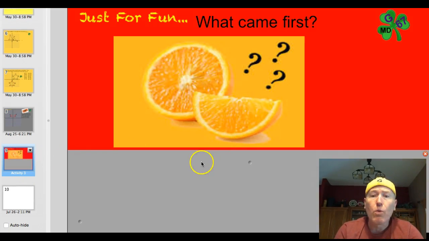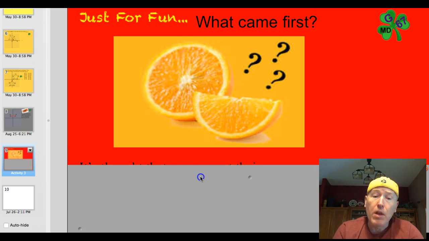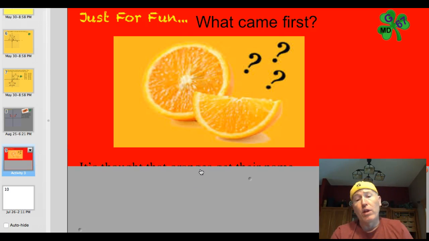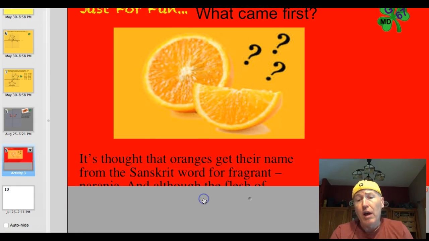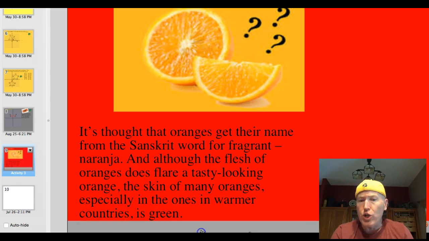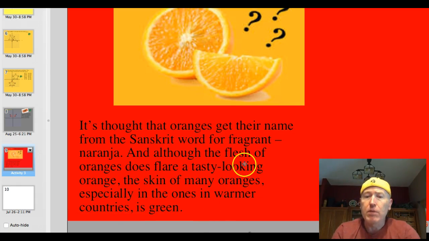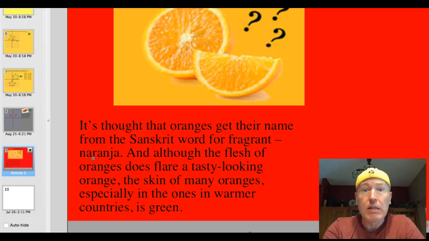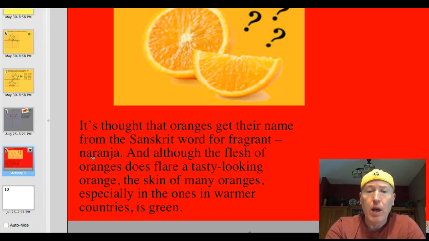Answer to a trivia question. What came first? Well, the fruit definitely came before the color, by about 300 years. They're not 100% sure of where the word orange came from, but they believe it came from a Sanskrit word for fragrant, naranja, I believe. Sounds like orange. And sometimes the first letter is dropped as it gets taken into a different language, like they thought French and Italian, and it became orange.